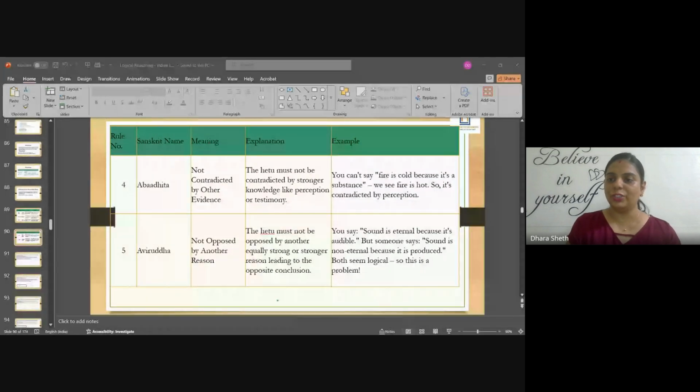Now, avirudh, you have another hetu, another reason which is opposing. Hetu versus hetu, middle term versus middle term. The fight is between middle terms. Here the fight is not between another praman. Here the fight is between middle terms.